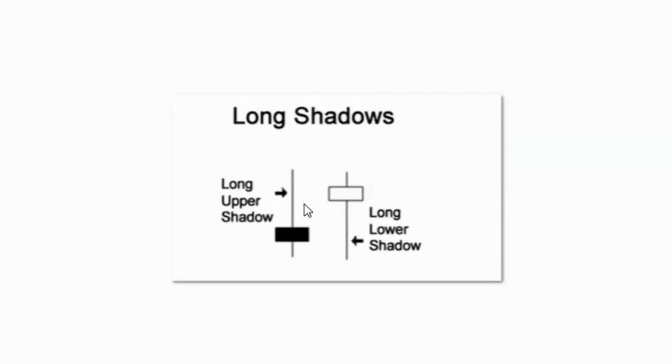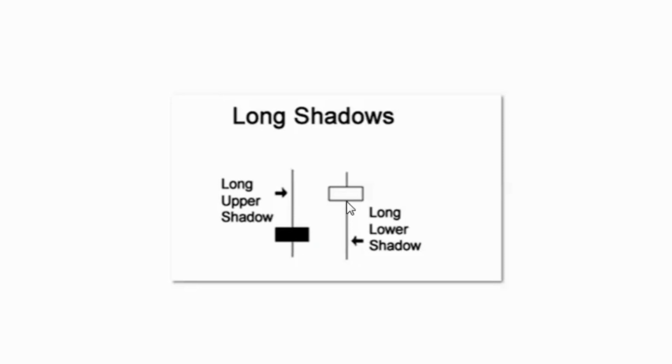There are two types of longer shadows. We have upper shadows and lower shadows. For longer upper shadows, it simply means there was buying pressure on the markets, but then price reached a high price where a lot of sellers were present, and then they pushed price lower, hence the body is small, showing us that the buying pressure was ending or not that strong.